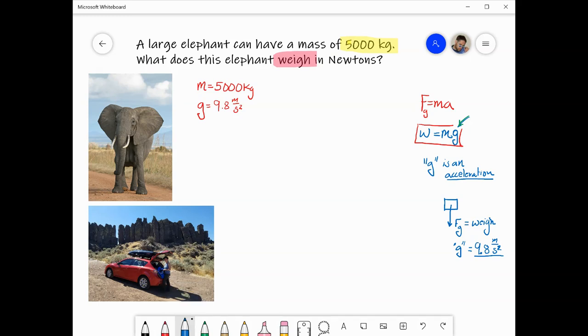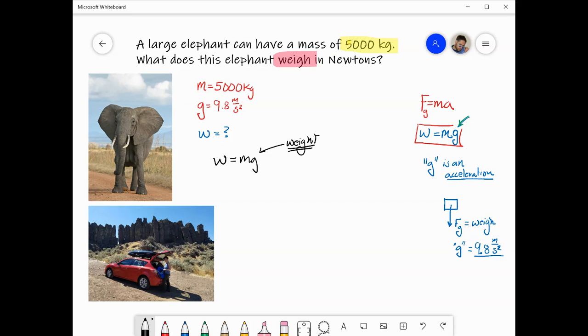Now, what is the unknown? Well, the unknown is the weight. This is the thing I do not know, and so I'm trying to solve for that. We have only one equation, so let's put that equation down, and that's W equals mg. Weight is equal to mass times the acceleration because of gravity. This is Newton's second law rewritten for weight.